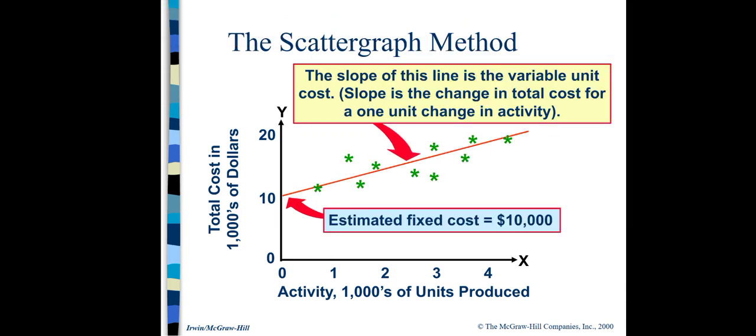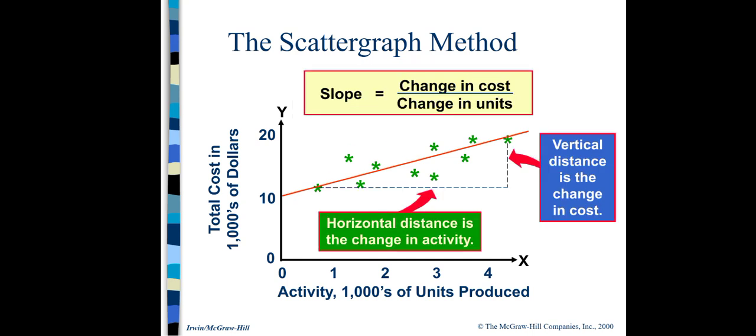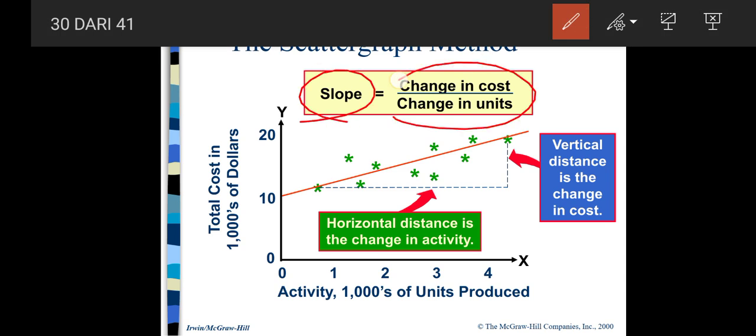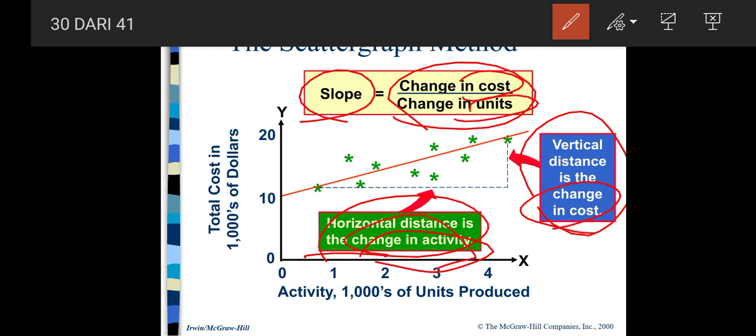Jadi ini bagi yang paham grafik ya, akan lebih mudah kalau dia menggunakan the scattered graph method untuk menjelaskan biasanya. The equation for the slope adalah change in cost divided by change in unit, ini ya, untuk bisa menghitung slope-nya. The vertical distance is the change in cost. The horizontal distance is the change in activity. Ini ya, dan menghitung change in cost and change in activity, change in cost, change in unit atau activity.